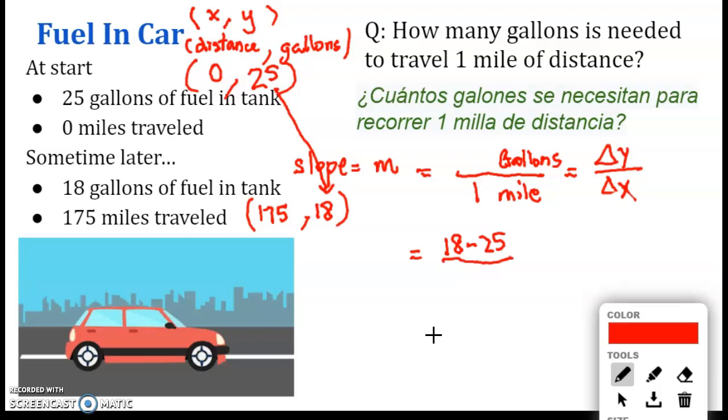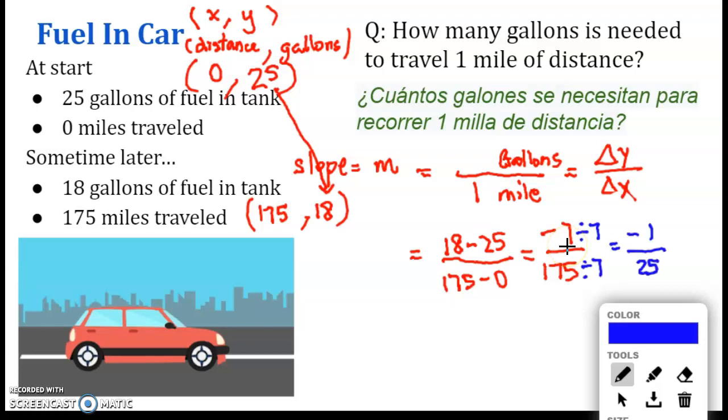And how did the x change? X went from 0 to 175. The final value of x is 175, and the initial value is 0. So that means 18 minus 25 is negative 7, and 175 minus 0 is 175. Okay, so I have a fraction. Whenever you have a fraction, you should always be looking, can I simplify this? Is there a number I can divide top and bottom by that makes the number smaller? Yes, I can divide both top and bottom by 7. When I divide the top by 7, it becomes negative 1. The bottom by 7 becomes 25.